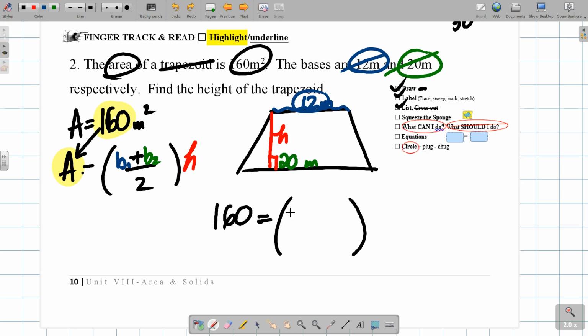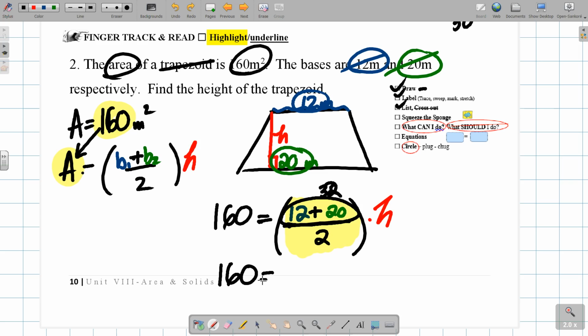Base. Our other base. We're going to average them times the height. Remember, you follow PEMDAS. You're going to do what's inside the parentheses first. That's basically 32 divided by 2. Thirty-two divided by 2 is 16.